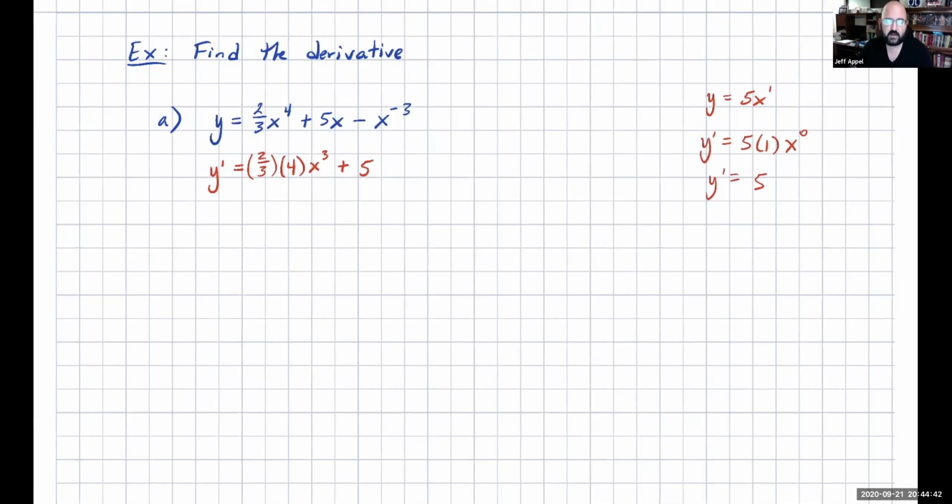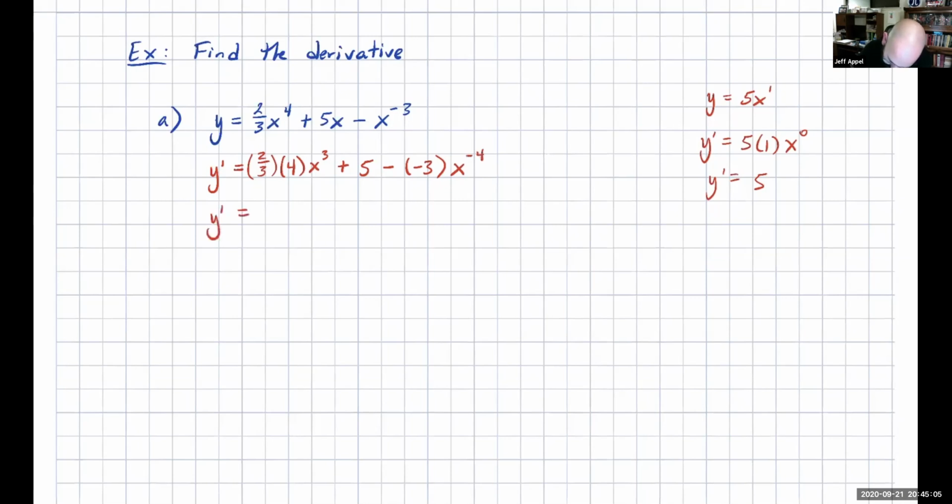All right, and then for the last piece, back to the problem we're on, your power is -3. You're going to bring that down to the front. Now, what's down front is a -1 is your coefficient. So it's going to be minus, and then you're going to have -3 that's being brought down to the front. Your base is x, and then when you reduce the power by 1, you're going to get -4.